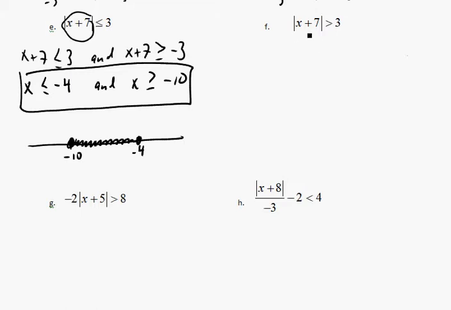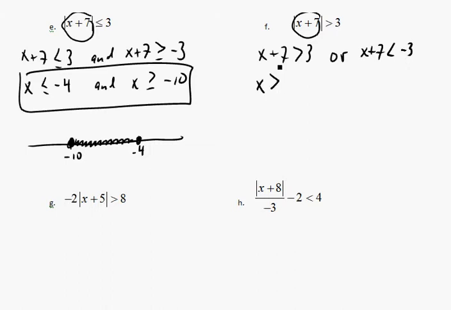Now, if the absolute value of a quantity is greater than a number, that means the quantity inside of the absolute value has to be greater than 3 or less than -3. So again, we'll solve these two inequalities one at a time. Here, if we subtract 7 from both sides, we get x is greater than -4, or x is less than negative 10.